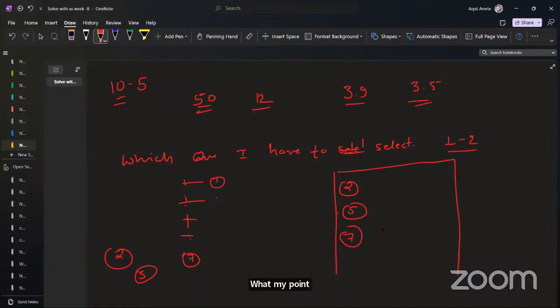Before directly starting the question, this strategy will work for general students. Some people will say, "Yes, sir, I will go my own way." That's totally fine, but I am saying this for the general student.